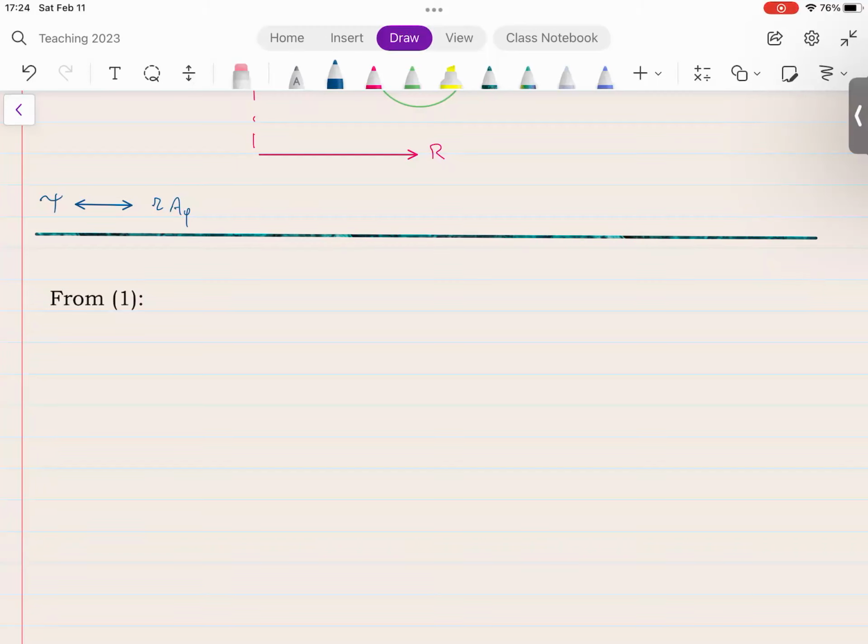In particular, P sub r is just going to be equal to m r dot. P sub phi, sorry about that, well, that doesn't change because A phi is not 0, so that's going to be still m r squared phi dot plus q r A phi. And P_z is going to be equal to m z dot.